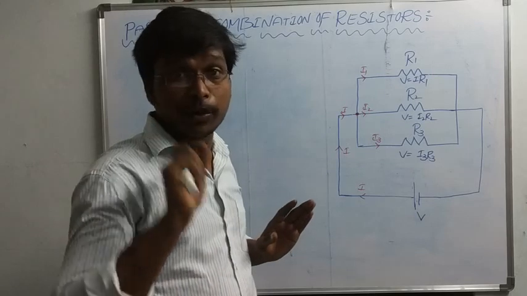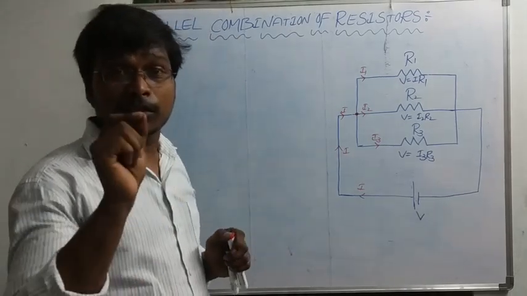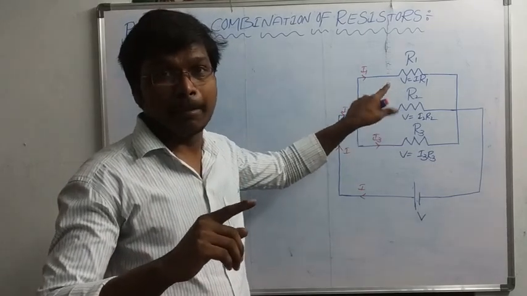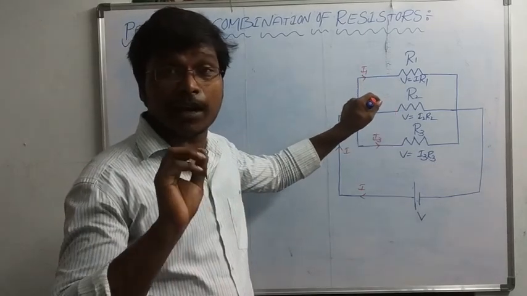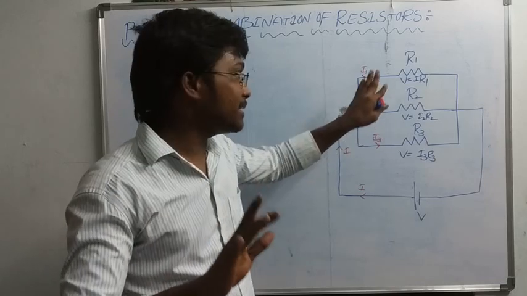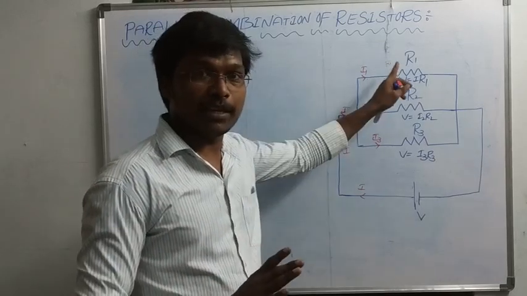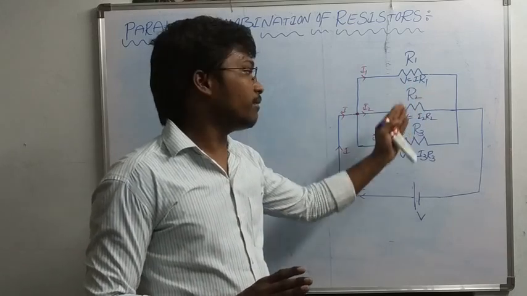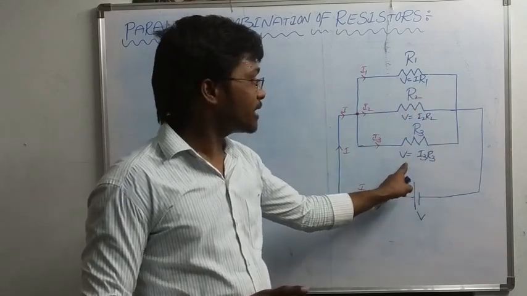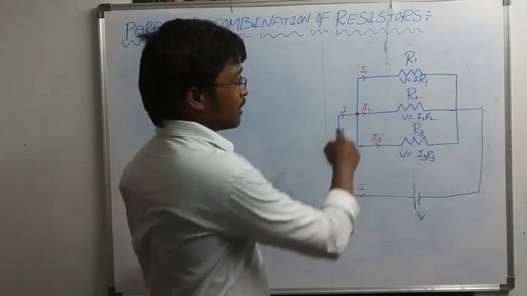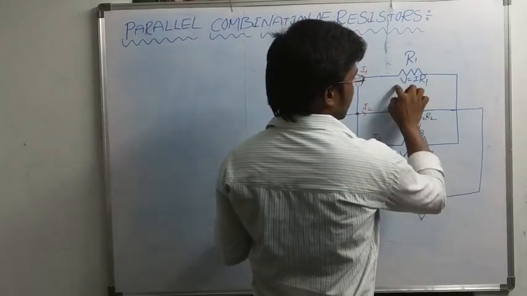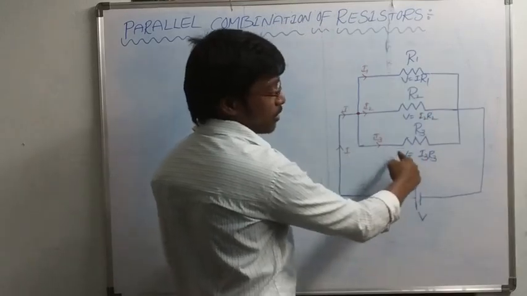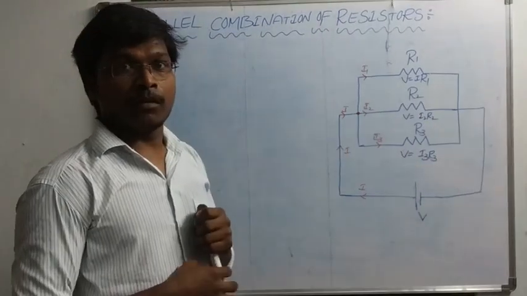Remember that point, that is an important point. Whenever the resistors are connected in a parallel format, the voltage across each resistor is the same. So here V is equal to I1 R1, V is equal to I2 R2, V is equal to I3 R3. So the voltage across the first resistor is V, across the second resistor V, across the third resistor V.